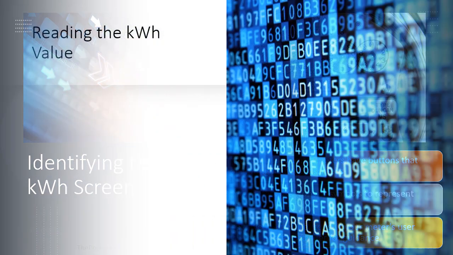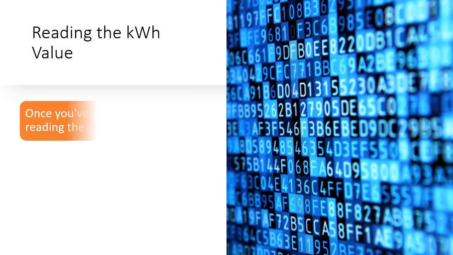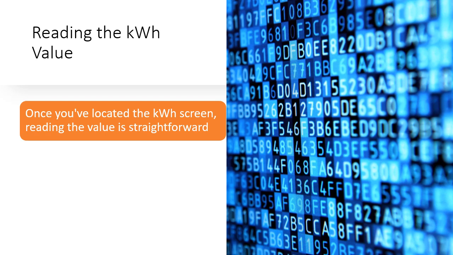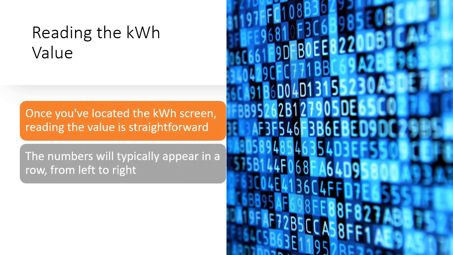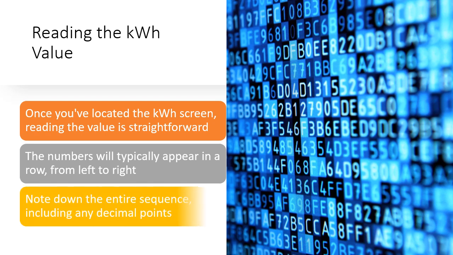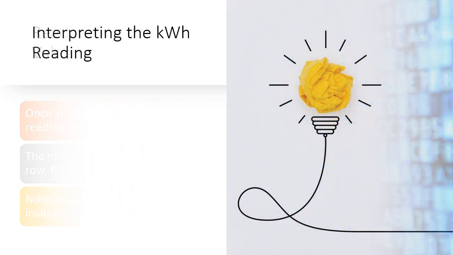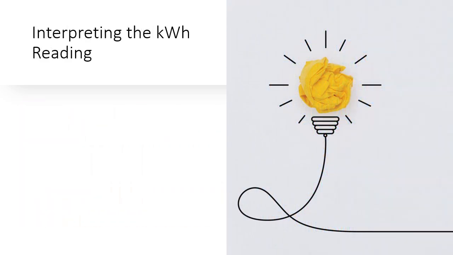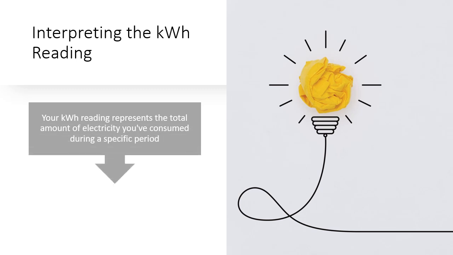Reading the kWh value. Once you have located the kWh screen, reading the value is straightforward. The numbers will typically appear in a row, from left to right. Note down the entire sequence, including any decimal points. Interpreting the kWh reading. Your kWh reading represents the total amount of electricity you have consumed during a specific period.